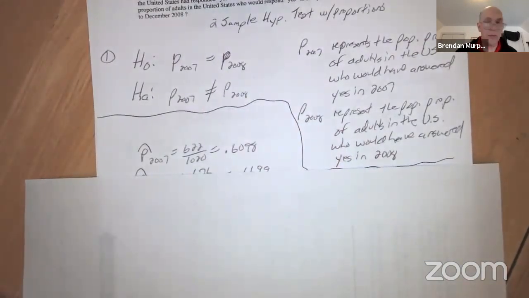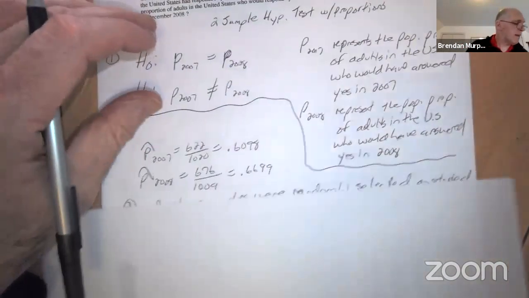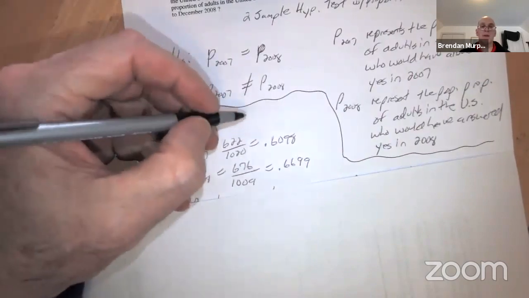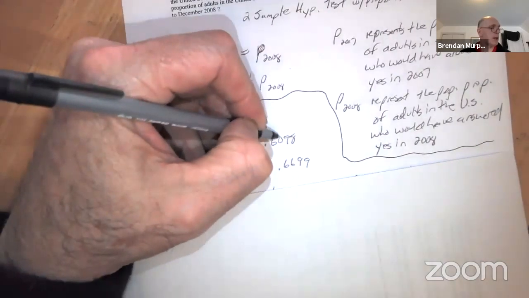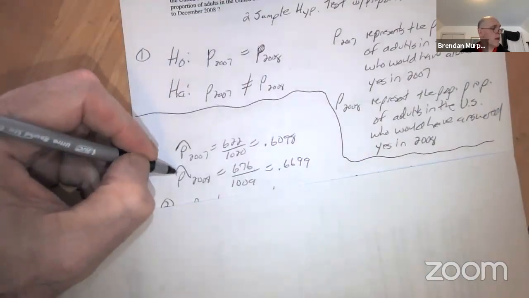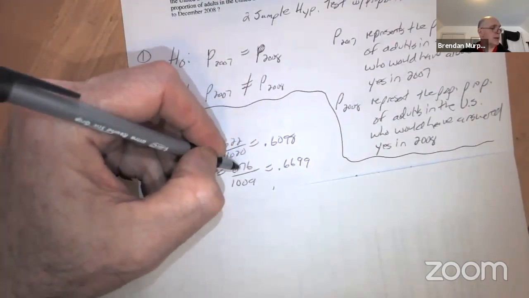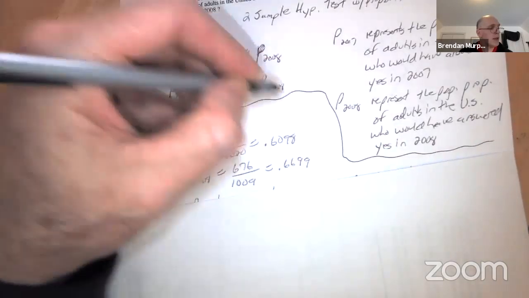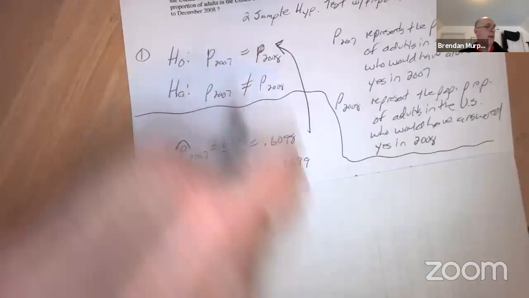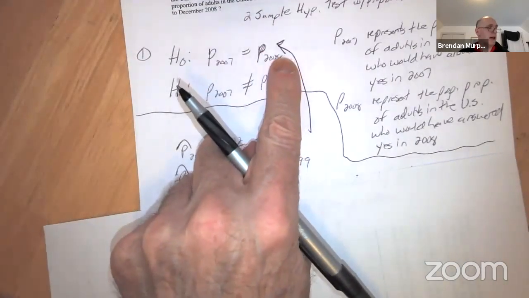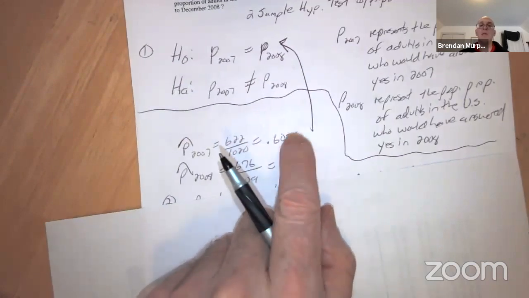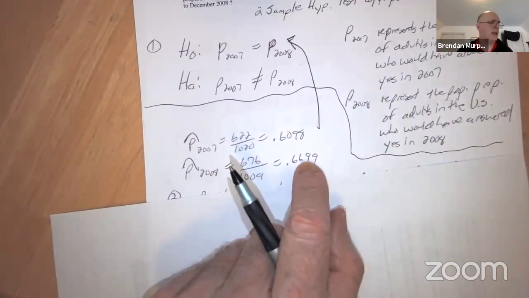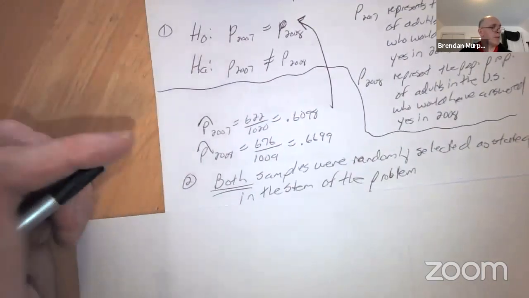So far we're heading down the right path, I think. I came up with the first sample: p hat of 2007 was 622 over 1020, or 0.6098. P hat of 2008 was 676 over 1009, or 0.6699. Again, I really don't know what the true number is for either one. I have my two samples. It's probably somewhere in between here, but I don't know exactly where. And so this is probably going to be that p hat combined that I mentioned a little bit earlier.